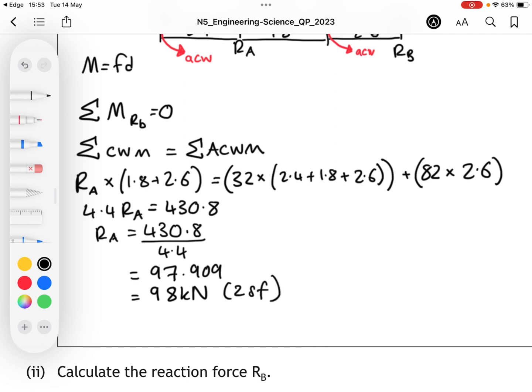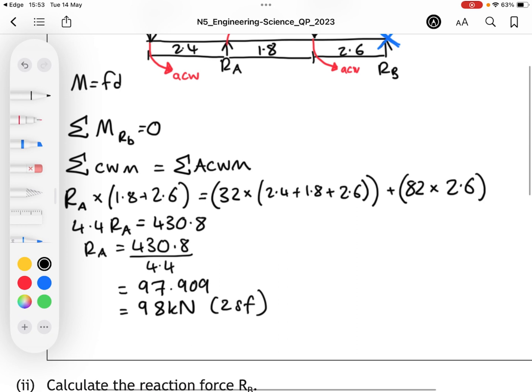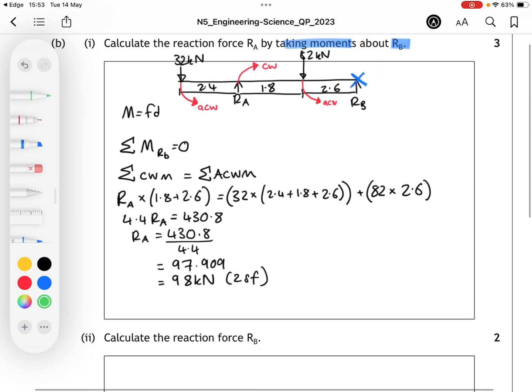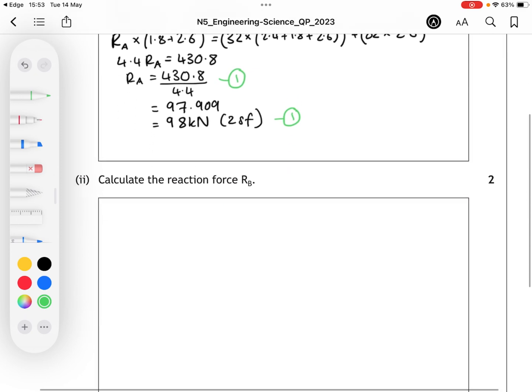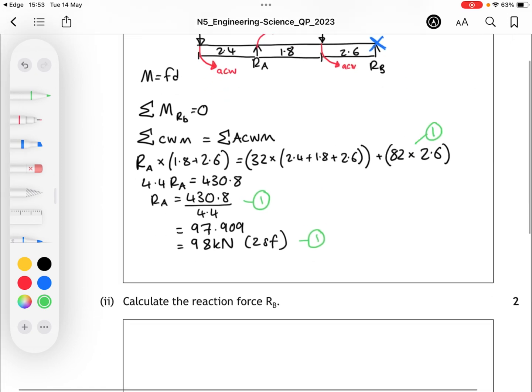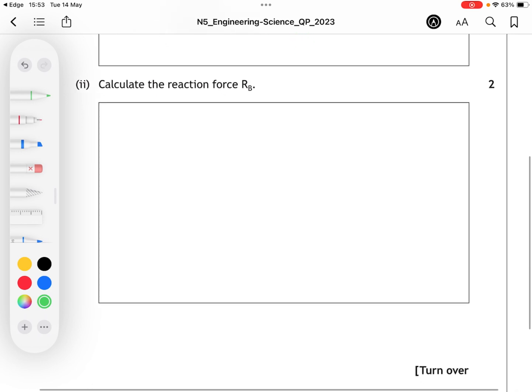Now, what I would get a mark for in that case is I would get 1 mark for putting in all those numbers, 1 mark here for my rearranging, and 1 mark here for my correct answer with units. The second part then of B13 asks us to calculate the reaction force RB.